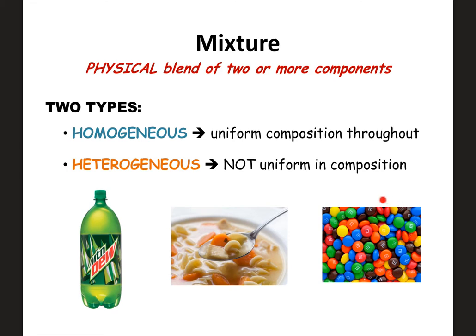And if you had some M&Ms here, specifically if you focus on the color of the M&Ms, if you took multiple spoonfuls of the M&Ms, they would be heterogeneous because they wouldn't be the exact same color ratio every time. So definitely know the difference between homogeneous and heterogeneous mixtures. But mixtures are physical blends of two or more things. They are not a chemical change.